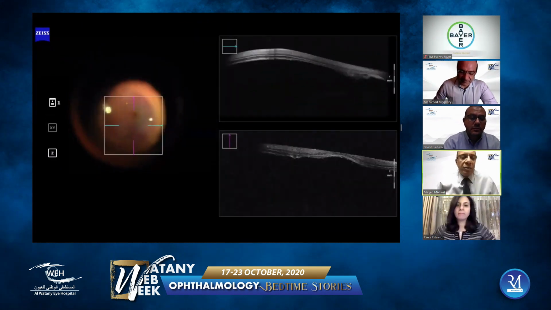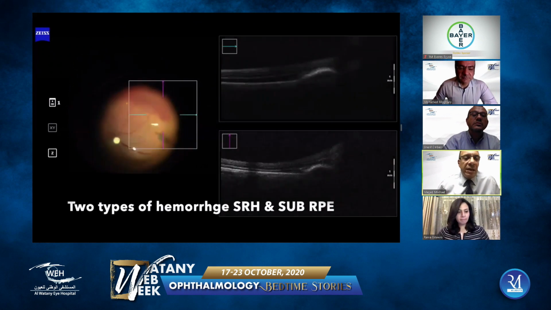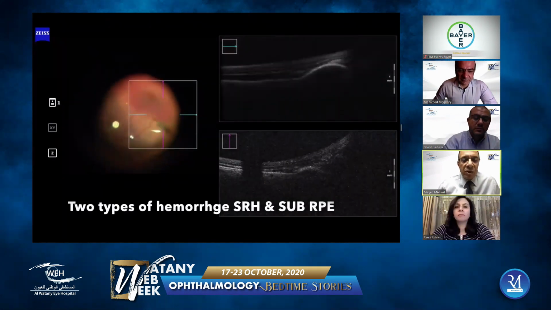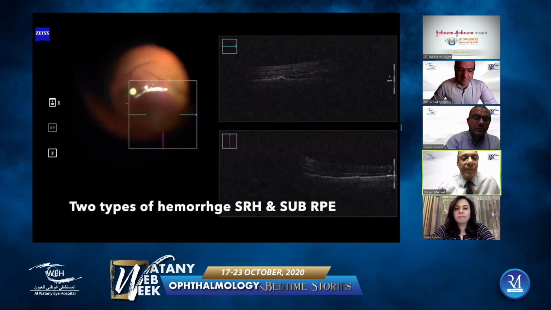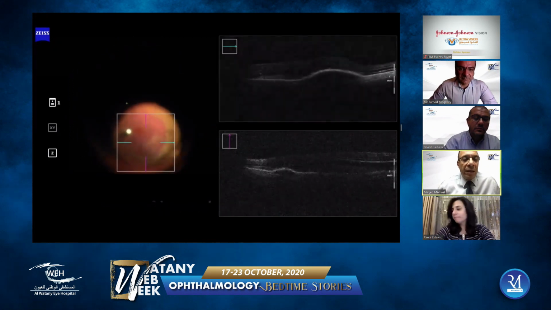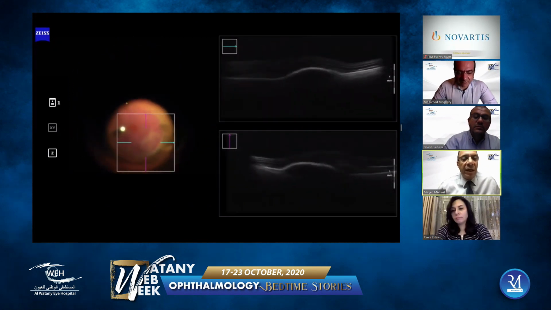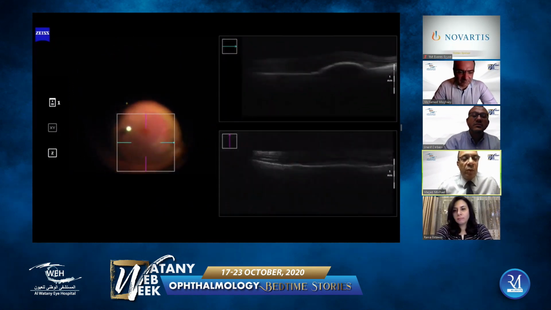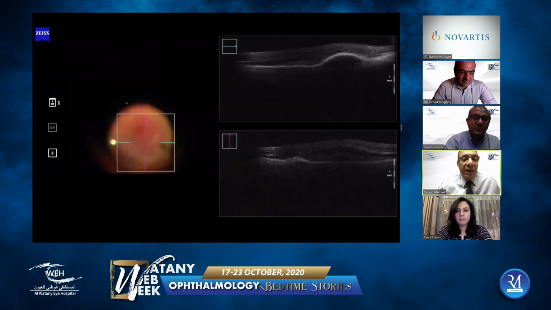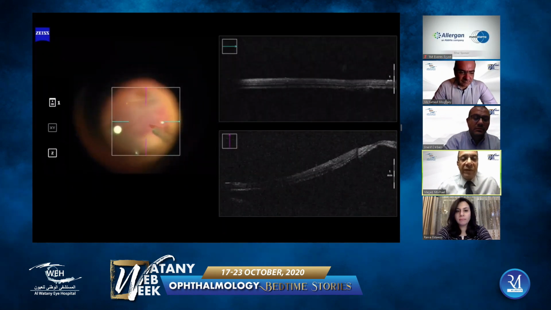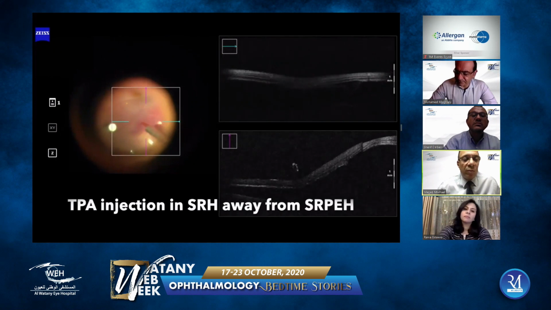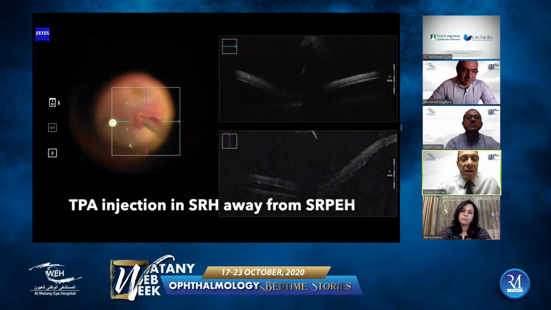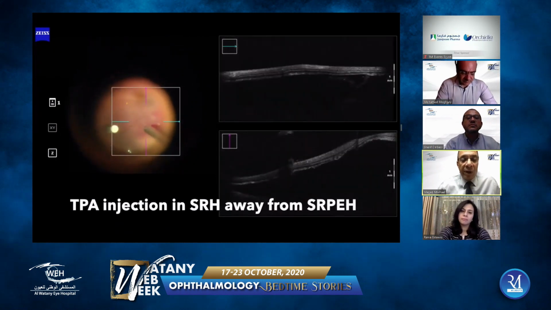Yes, this is the case as Dr. Rania showed us. It is a case of two types of hemorrhage, subretinal hemorrhage and sub-RPE hemorrhage. And in this case, I decided to go for surgery to do a vitrectomy with tPA injection under guide of the iOCT, which helps me so much to inject tPA directly in the subretinal hemorrhage inside the lesion itself and away from sub-RPE to avoid any injury or trauma to the RPE.